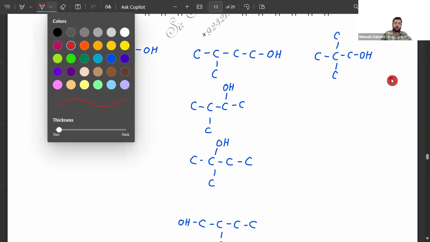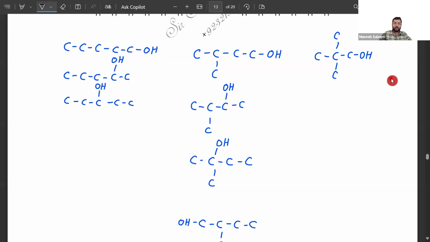Now I'm going to label these positions. Since the OH is attached to a carbon atom which is attached with only one more carbon atom, this is called a primary alcohol. This carbon is basically attached with only one more carbon atom of this alkyl chain. So that's why it is called primary, represented by 1°. A similar primary alcohol can be seen over here. In this case, OH is bonded with a carbon, and that carbon is further bonded with one more carbon atom. So that's why it is also a primary alcohol.